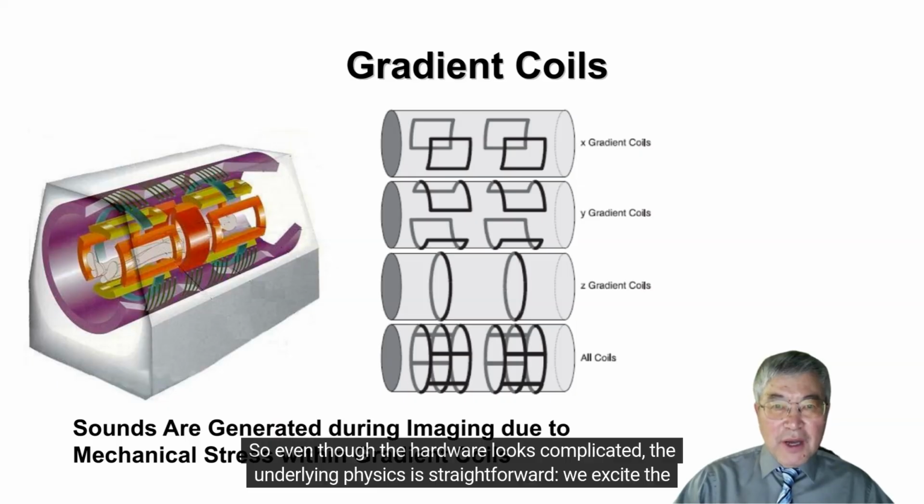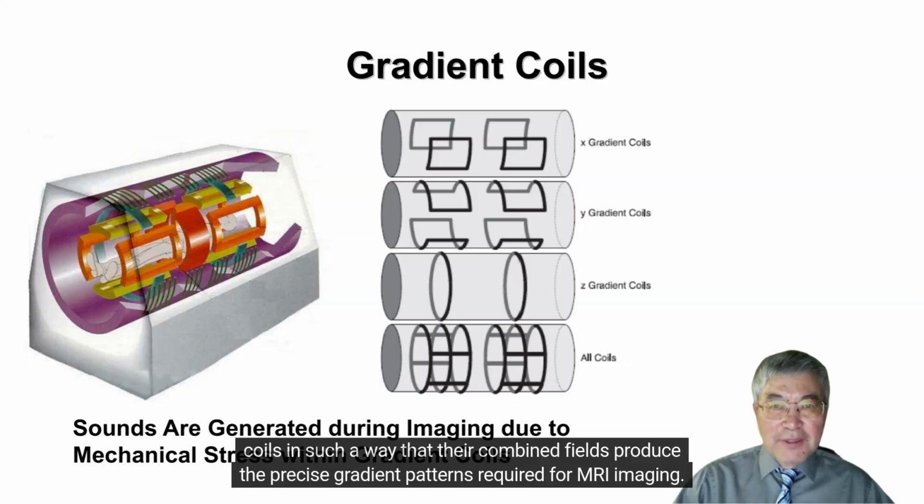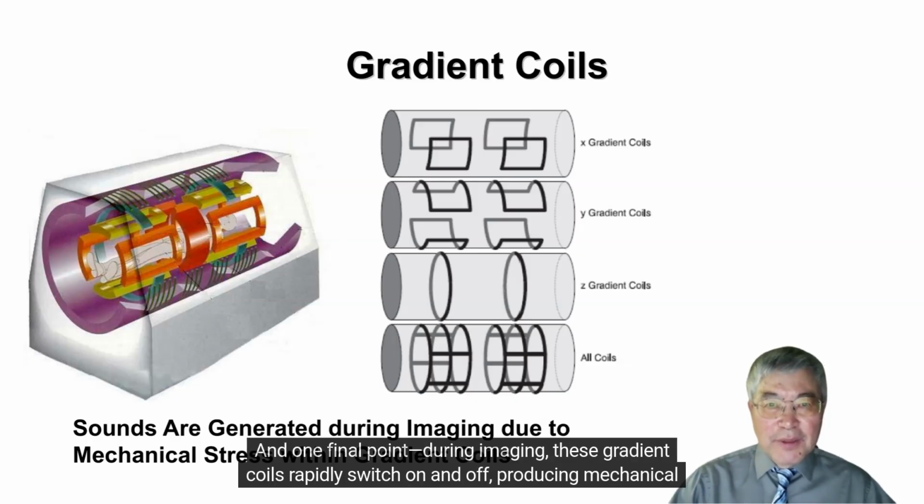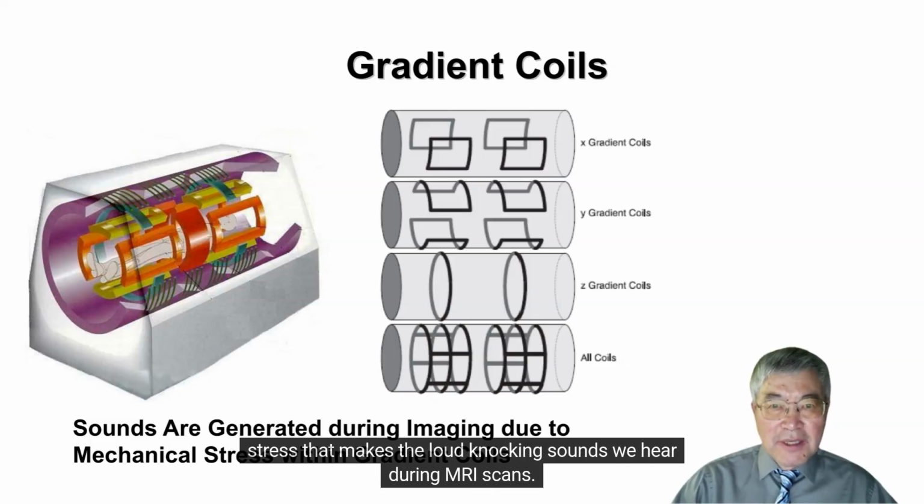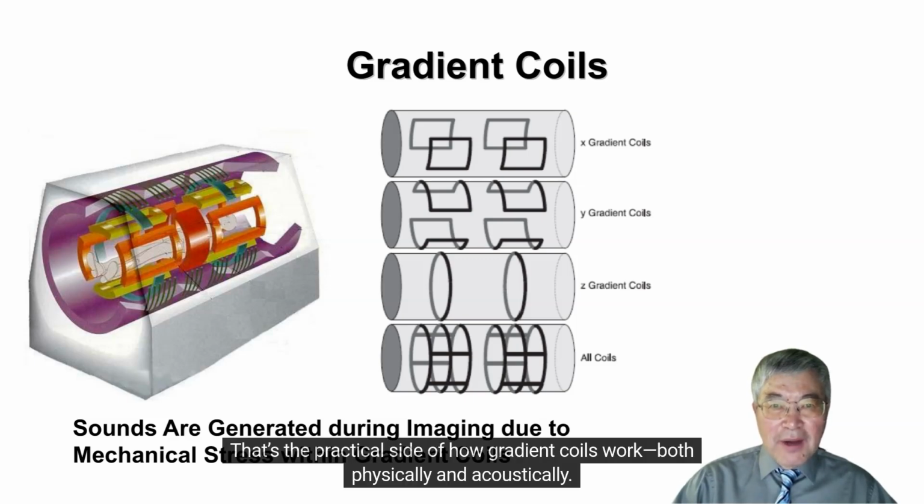So even though the hardware looks complicated, the underlying physics is straightforward. We excite the coils in such a way that their combined fields produce the precise gradient patterns required for MRI imaging. And one final point: during imaging, these gradient coils rapidly switch on and off, producing mechanical stress that makes the loud knocking sounds we hear during MRI scans. That's the practical side of how gradient coils work, both physically and acoustically.